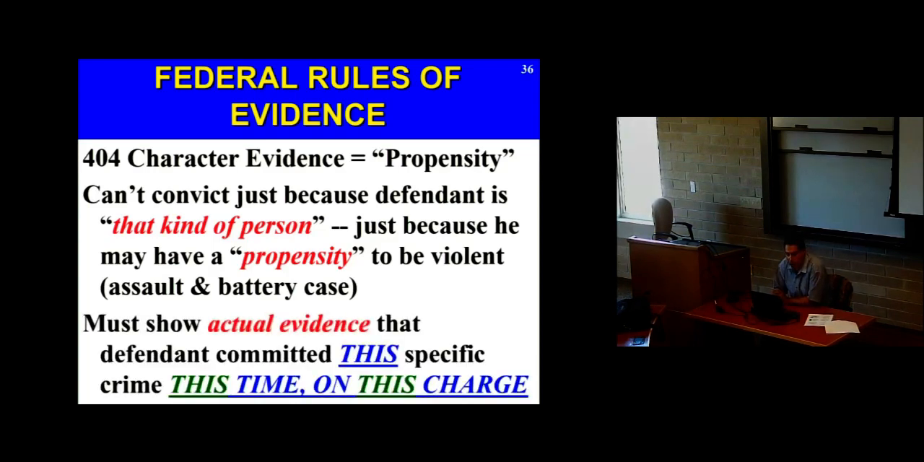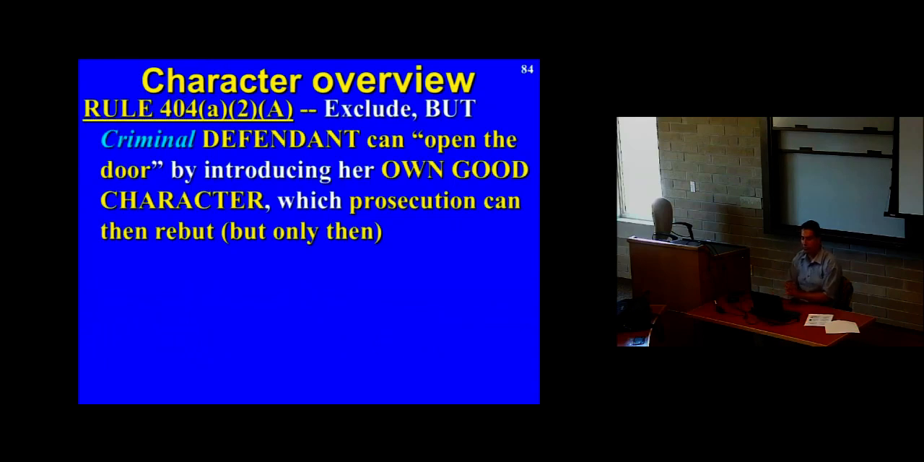And usually what we want is actual evidence that the defendant committed this crime on this specific occasion, this time, on this specific charge for this specific crime. Not that they are the kind of person that would likely do it, so therefore they probably acted in conformity with their propensity to commit this kind of crime. All right, so what does the rule say? The rule under 404(a)(1) says it's excludable. You cannot use this kind of evidence.